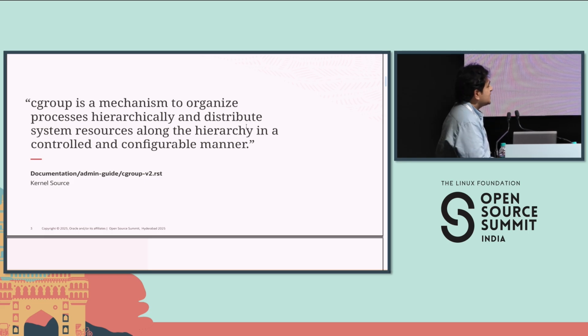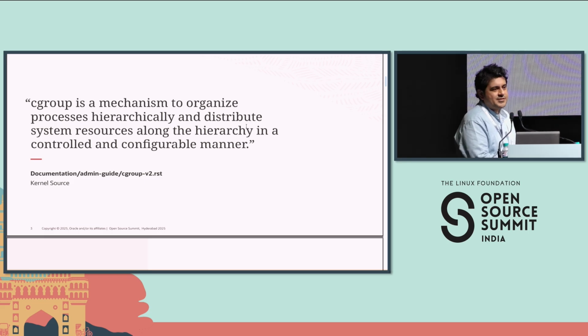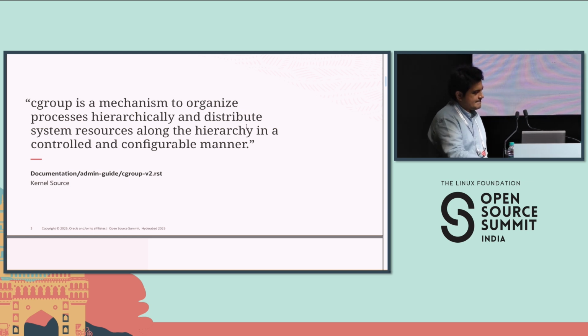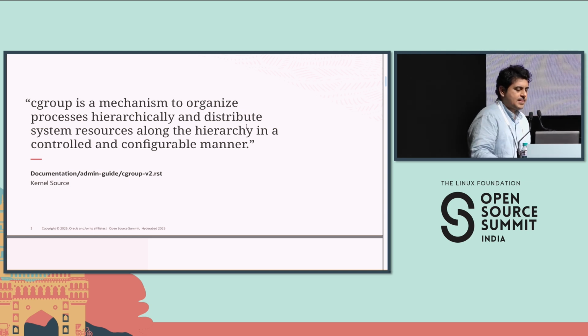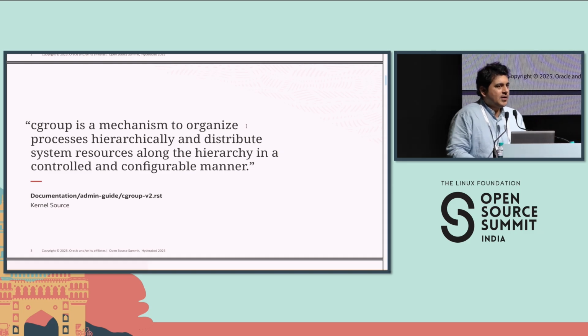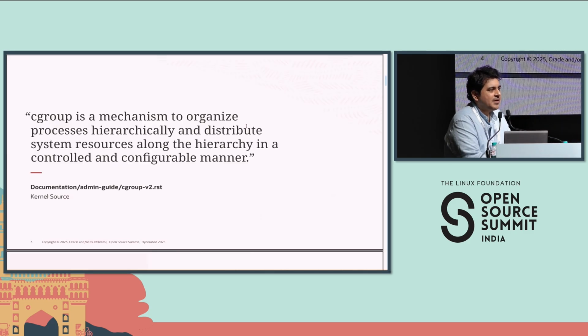So that's the definition given in the kernel sources. If you open the cgroup.txt, this is the definition of cgroups as such. I'll give a few seconds for you to just read it. Okay. So now let's see what they really mean by that.